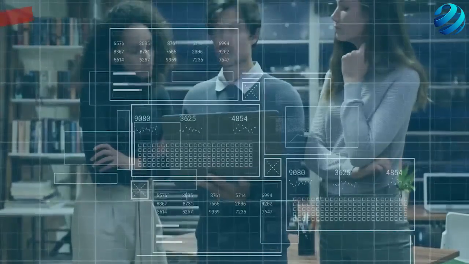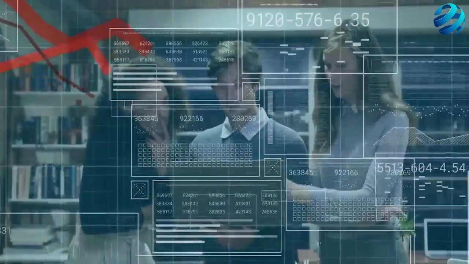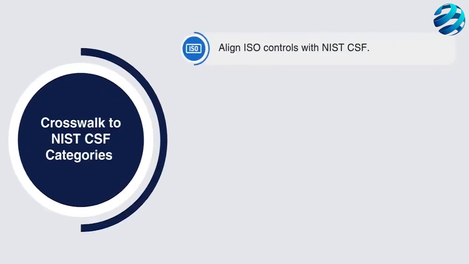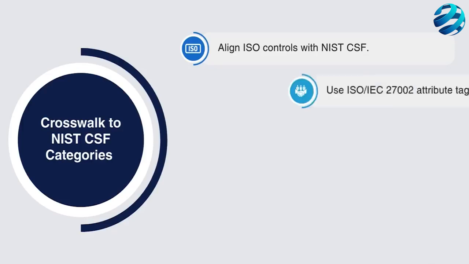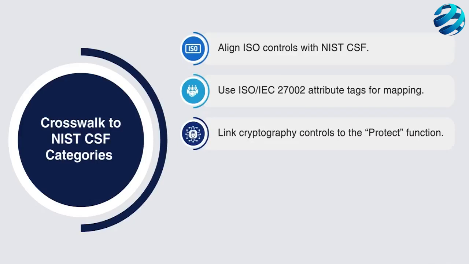Crosswalk to NIST CSF categories. To build a truly unified governance program, it is essential to demonstrate how your controls align with multiple frameworks. A common requirement is to map your ISO/IEC 27001 controls to the functions of the NIST Cybersecurity Framework. This crosswalk exercise is made easier by the new attribute tags in ISO/IEC 27002. For example, the Annex A control for cryptography, which we selected to mitigate our data access risk, directly supports the protect function of the NIST CSF.